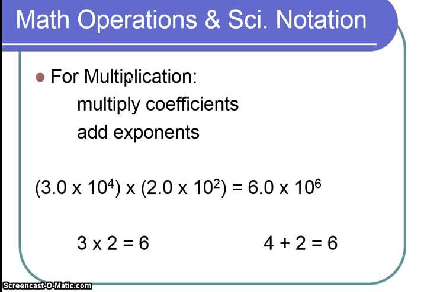3 times 10 to the 4th power times 2 times 10 to the 2nd power. Well, we multiply our coefficients. 3 times 2 equals 6. And our exponents, 4 plus 2 equals 6. So our answer is 6 times 10 to the 6th power.